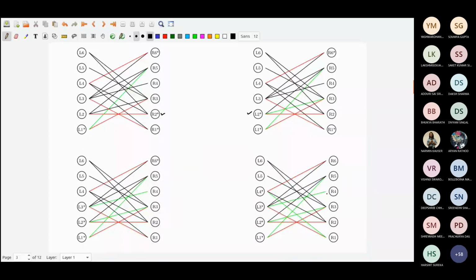And I will ask, is L3 involved in a matching or not? Yes, L3 is involved in a matching. Here L3 goes to R1 star, that red line is there. Okay, in that case, what you do, take this star from the right hand side and take it to the left hand side. So that's what you have done. And again, ask the same question, can I find an edge with no end vertex having a star?